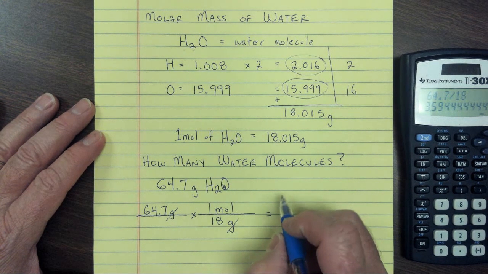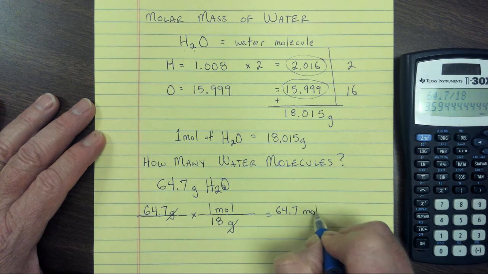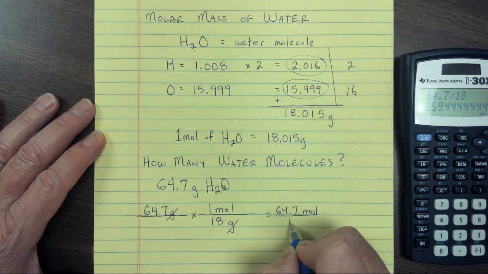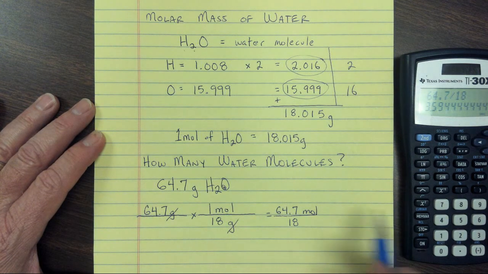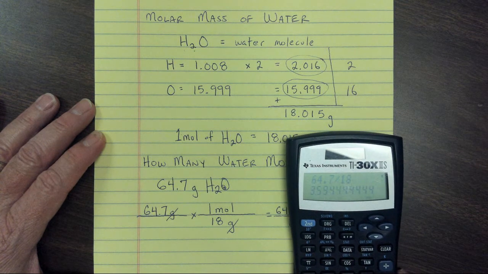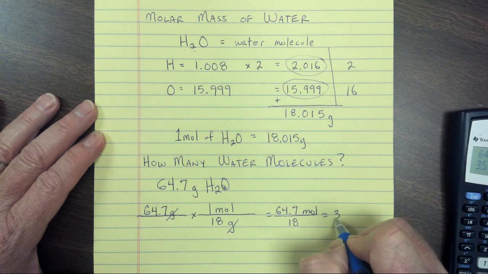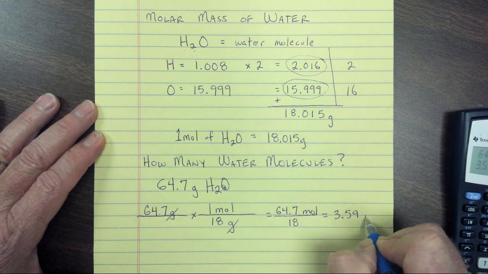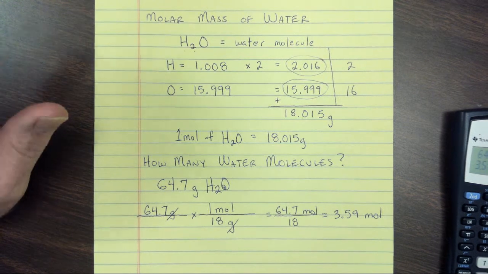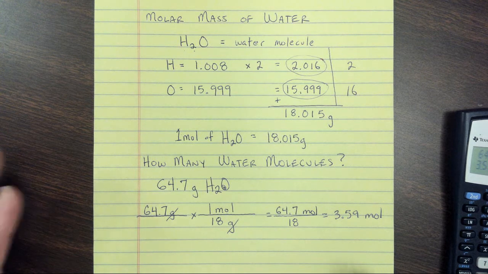And then whatever I get, I put here. I just happen to get 64.7 mole, because 64.7 times 1 mole. And that would be over this fraction of 18. Again, there's no grams. And then I used my calculator, and my calculator said 64.7 divided by 18 is 3.59. And I'm going to say 3.59 mole. Now, I'm not concerned about rounding to the right number of significant figures yet. We're going to talk about that as we go through more problems. But this is as simple as it gets.